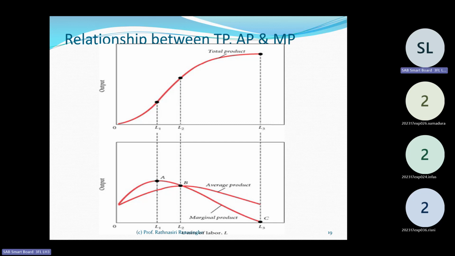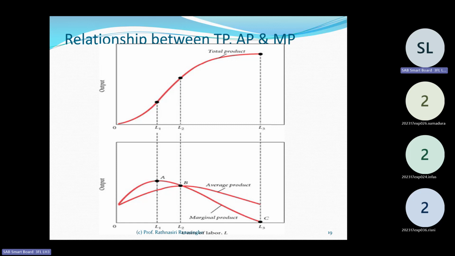Total product is maximized at this point, which means marginal productivity equals zero, because the slope of this curve is zero at the maximum point. Thereafter it becomes negative. That means total output tends to decrease, right?